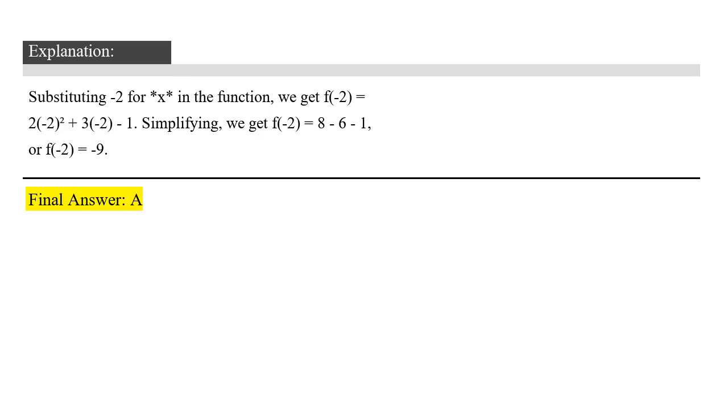Substituting -2 for x in the function, we get f(-2) equals 2(-2) squared plus 3(-2) - 1. Simplifying, we get f(-2) equals 8 - 6 - 1, or f(-2) equals 1.